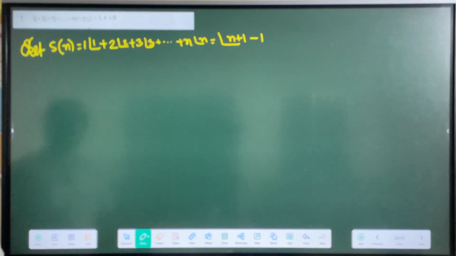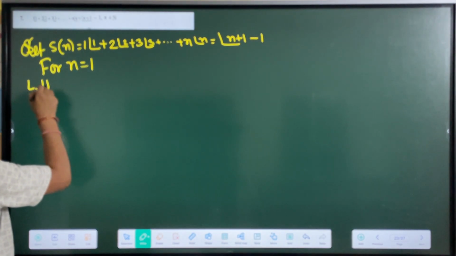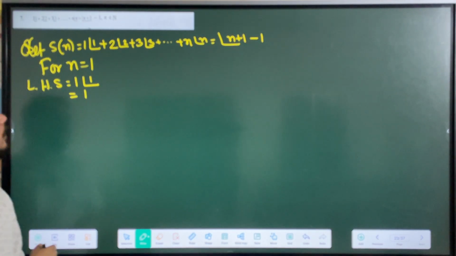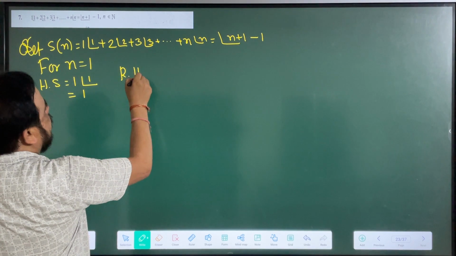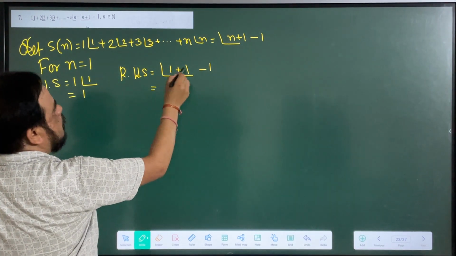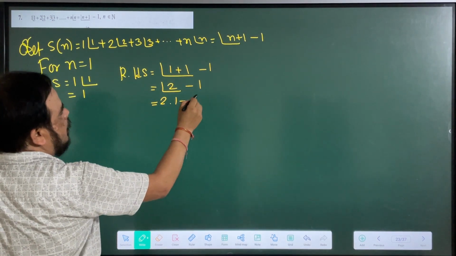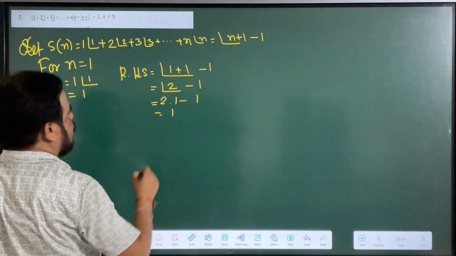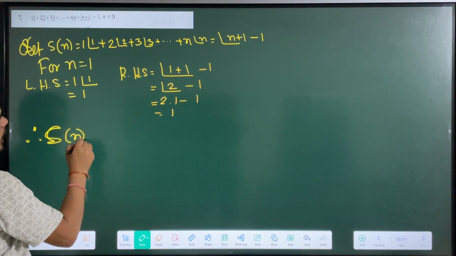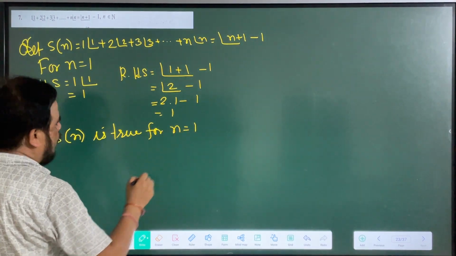Okay, now directly for n equals 1. Left hand side, 1 factorial 1 is 1 only. Right hand side, factorial 1 plus 1 minus 1. 1 plus 1 is 2, minus 1. Factorial 2 is 2 into 1, 2 into 1 is 2, 2 minus 1 is 1. So left hand side and right hand side are equal. Therefore, Sn is true for n equals 1.